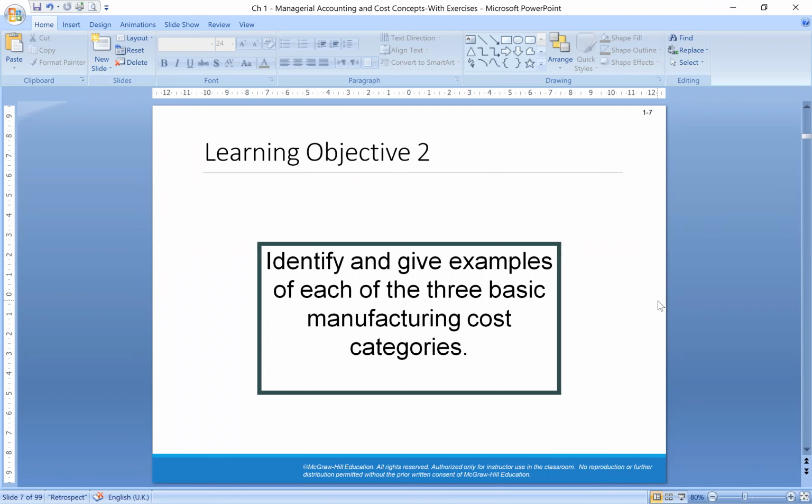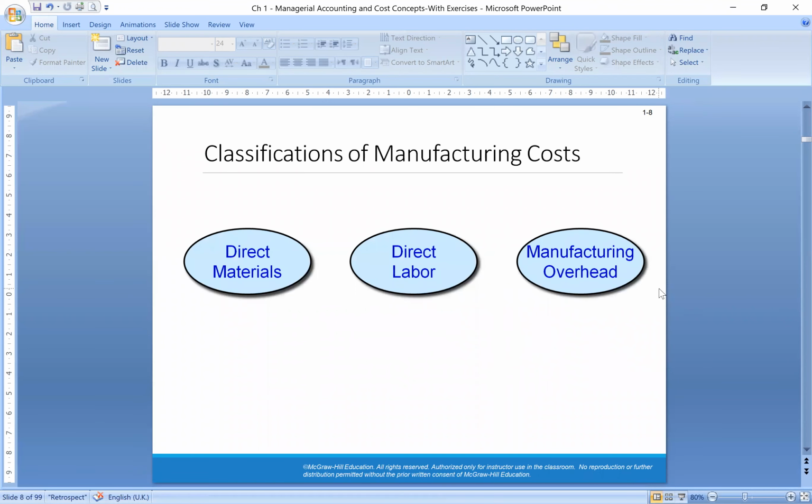Learning objective number 2. If we talk about manufacturing and non-manufacturing costs, identify and give examples for each of the 3 basic manufacturing cost categories. Again, if we need to produce a table, what are the things needed for a table to be a finished good? We need direct materials, direct labor, and manufacturing overhead.